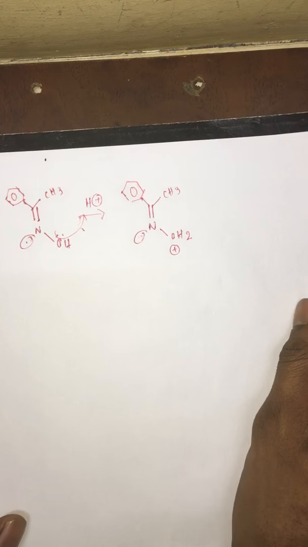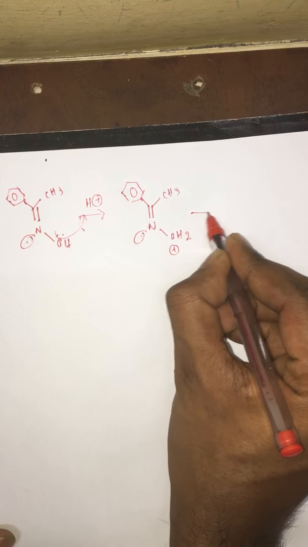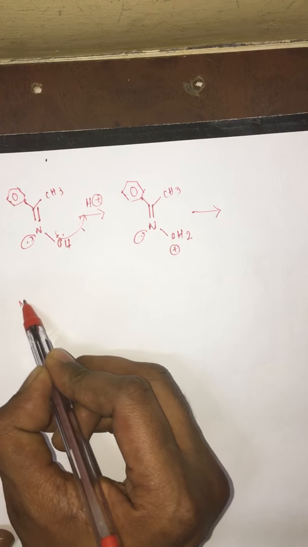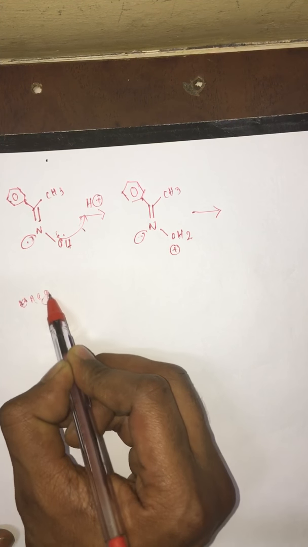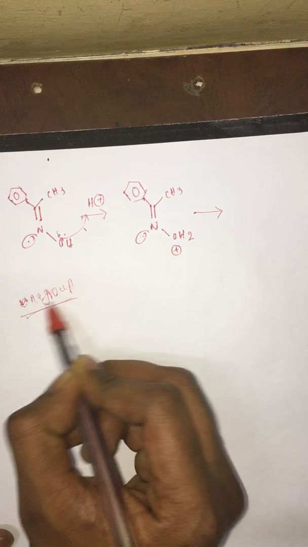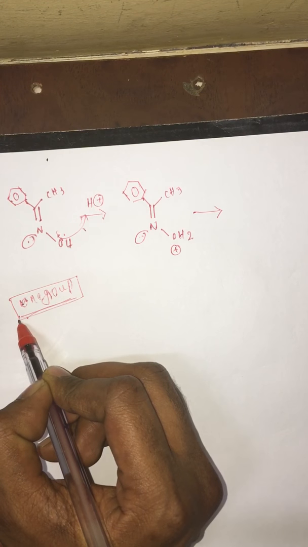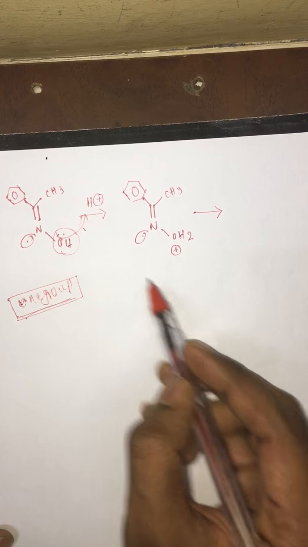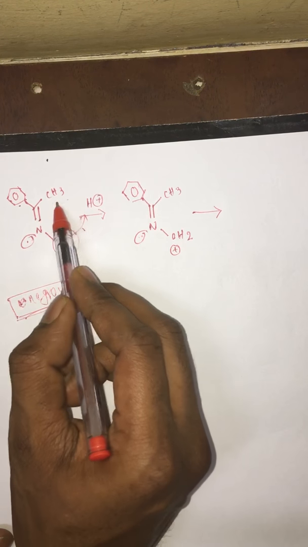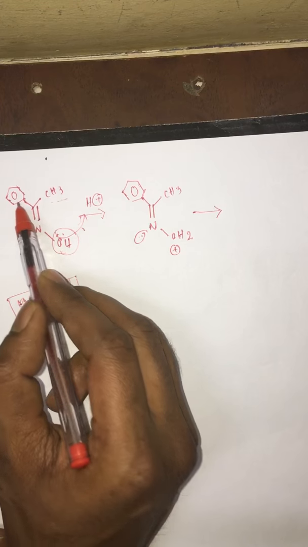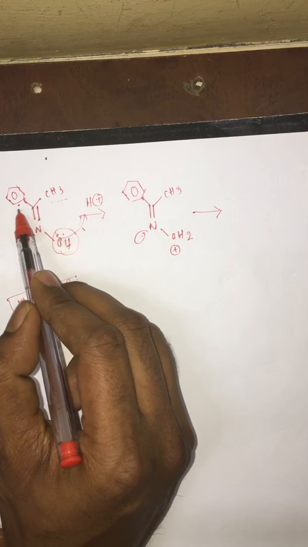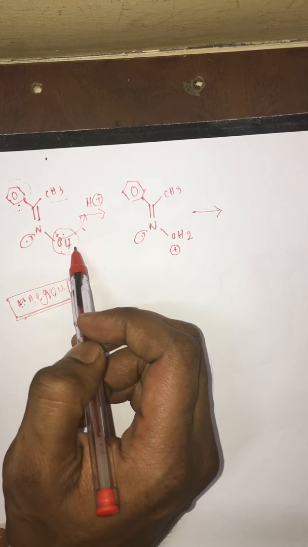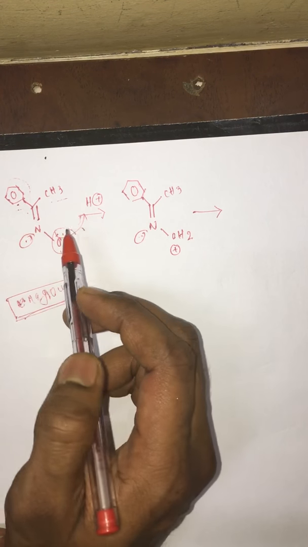Next, just remember that in the Beckmann's rearrangement, one group will migrate. The group which is going to migrate is the group which is present exactly opposite to the OH. Here we have two groups, methyl group and phenyl group. The phenyl group is present exactly opposite to the OH. That means this phenyl group will migrate, not the methyl group. Whichever group is present opposite to the OH, that group will migrate.